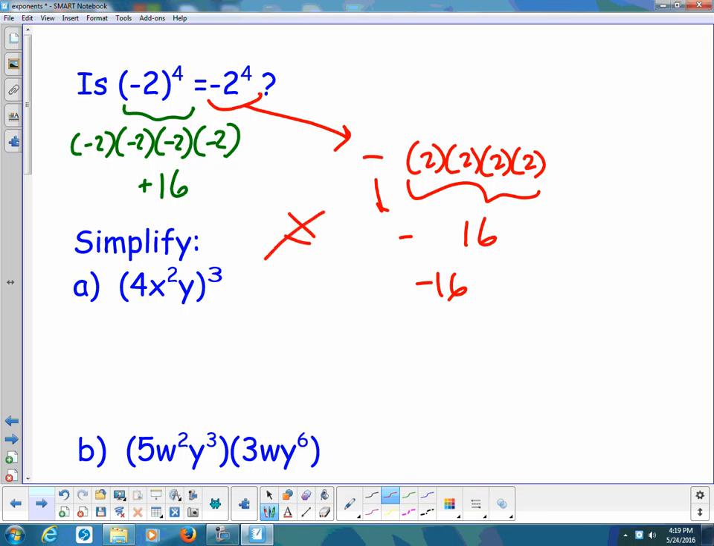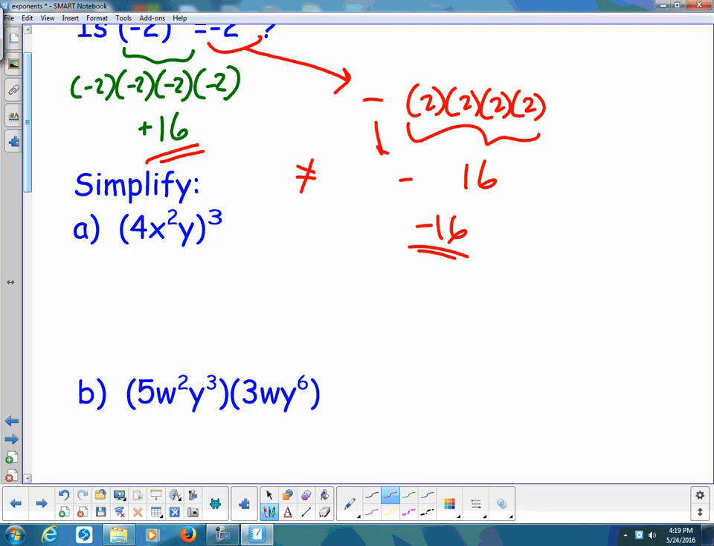And that means 16 is not equal to -16. That's a weird symbol. That's supposed to be a not equal to symbol. So 16 is not equal to -16. So those parentheses make a difference. They are important. So please know when you need parentheses and when you don't, and what they mean and how to evaluate them. All right, let's take a look at some examples here.